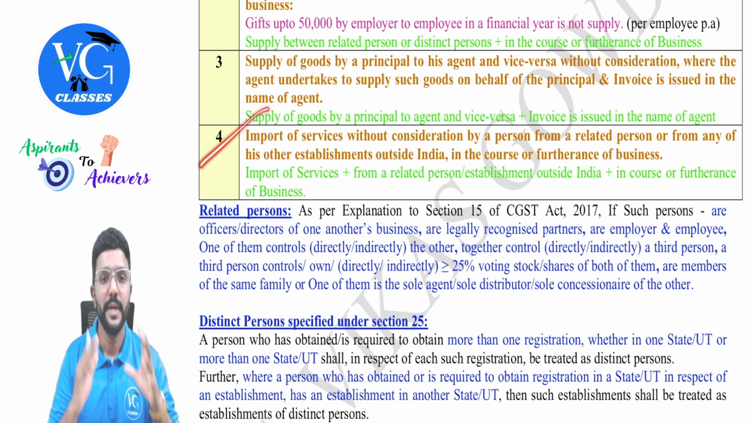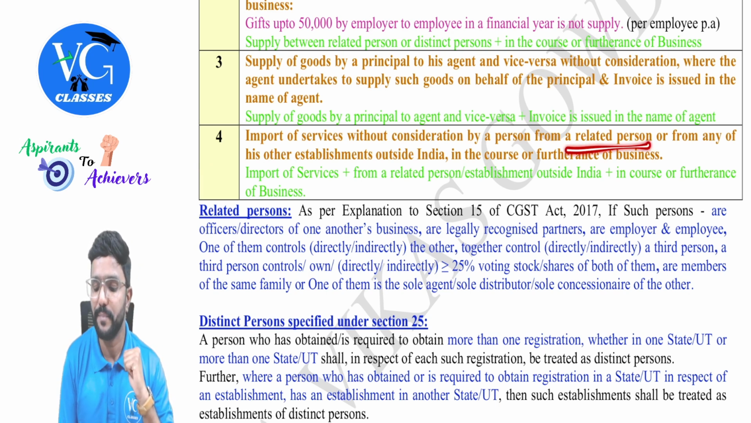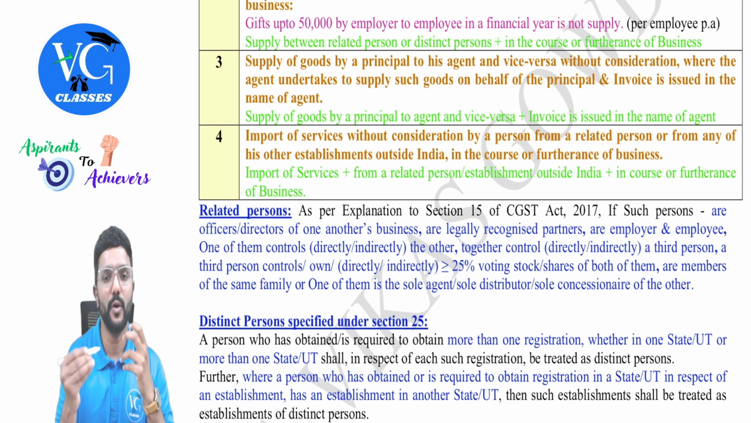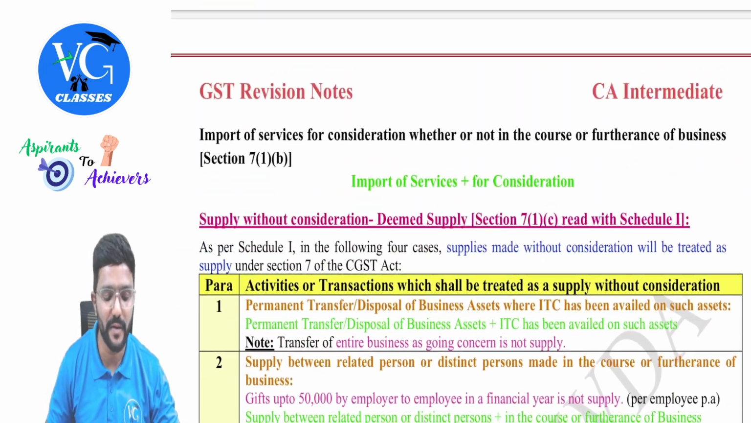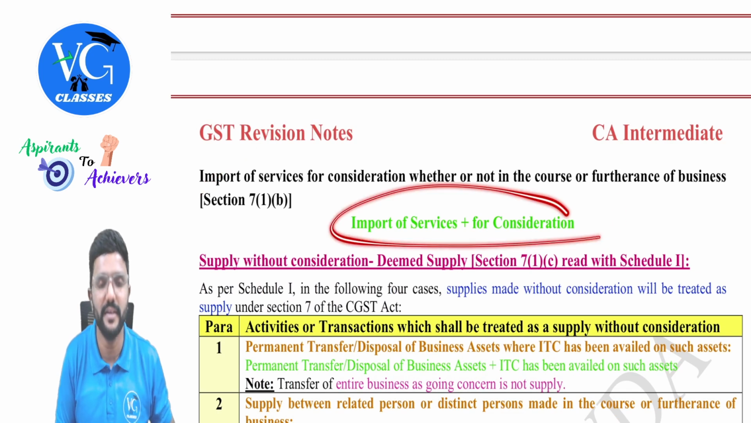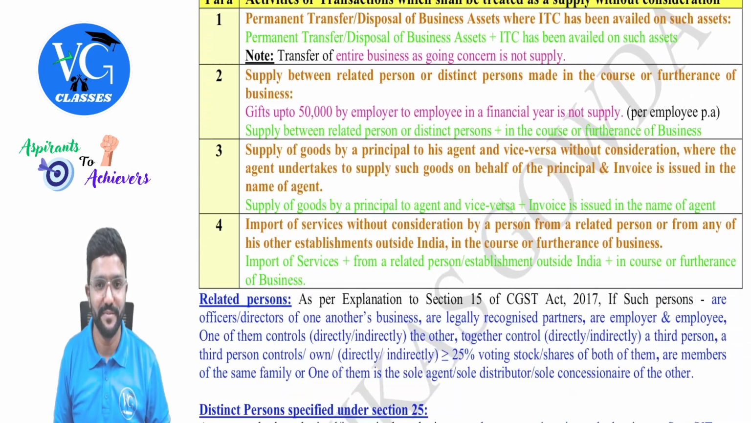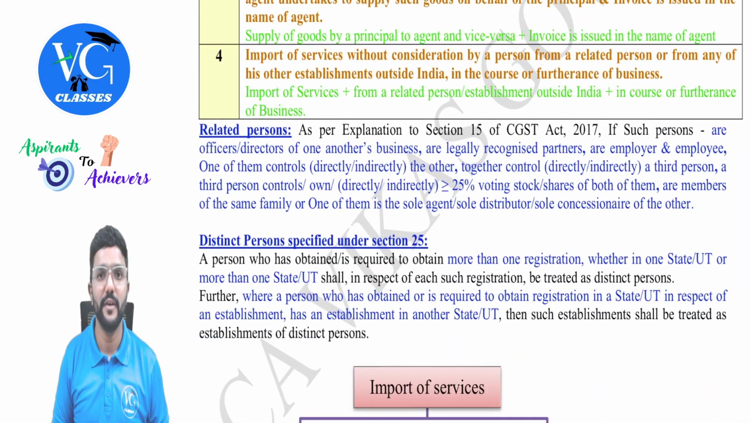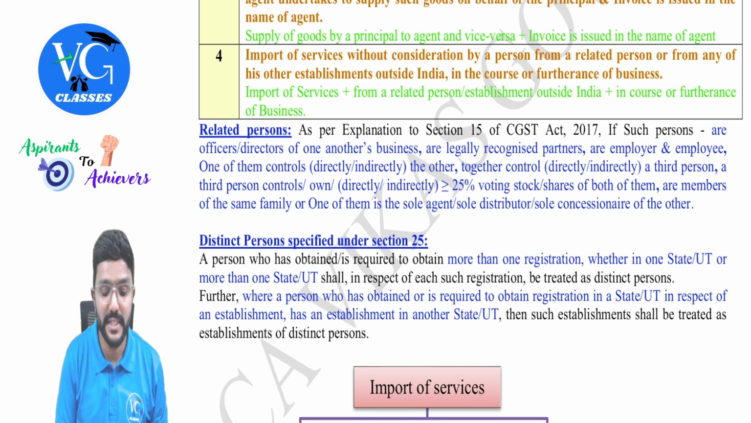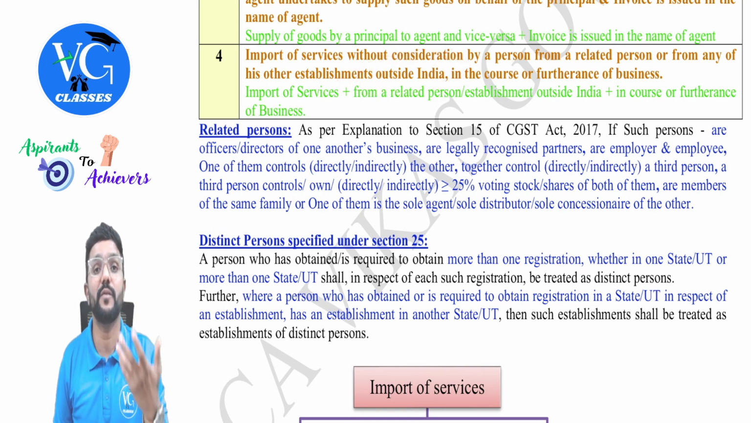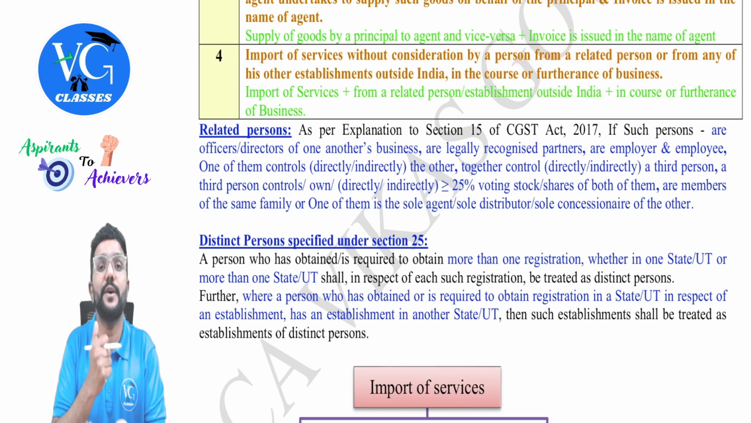Okay, the last one. Import of services without consideration, by a person from a related person or from any of his establishments outside India, in the course or furtherance of business. Okay, guys, import of service was already covered in 7.1b, but there it was very plain: import of service for a consideration, why and all doesn't matter. Whereas here it is without consideration. From whom are you importing? From a related person outside India or from an establishment outside India? And it should be for what purpose? In the course or furtherance of business. And here, in the course or furtherance of business for whom?